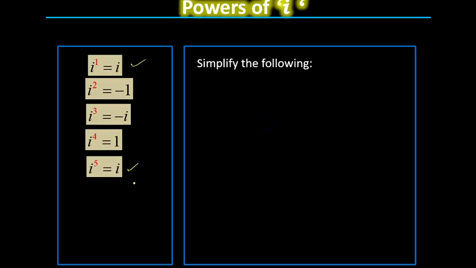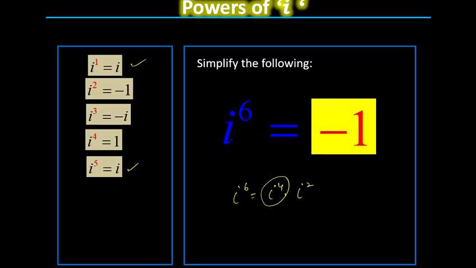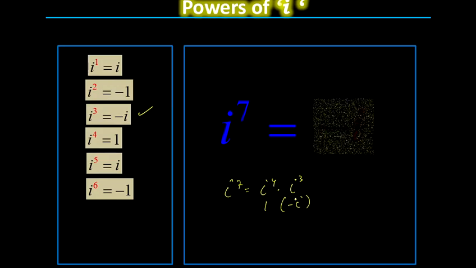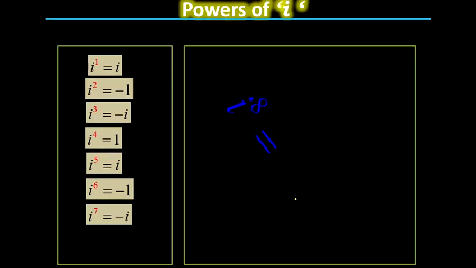Now, if it is power 6, then what do you get? You can rewrite iota power 6 as iota 4 into iota square. Iota 4 is 1. You see here, iota square is negative 1. Ultimately, you got negative 1. So, iota 6 is negative 1. What about iota 7? Iota 7, you can factorize into iota 4 into iota cube. It is 1 and iota cube is negative iota. Ultimately, negative iota. And finally, iota 8 is 1.